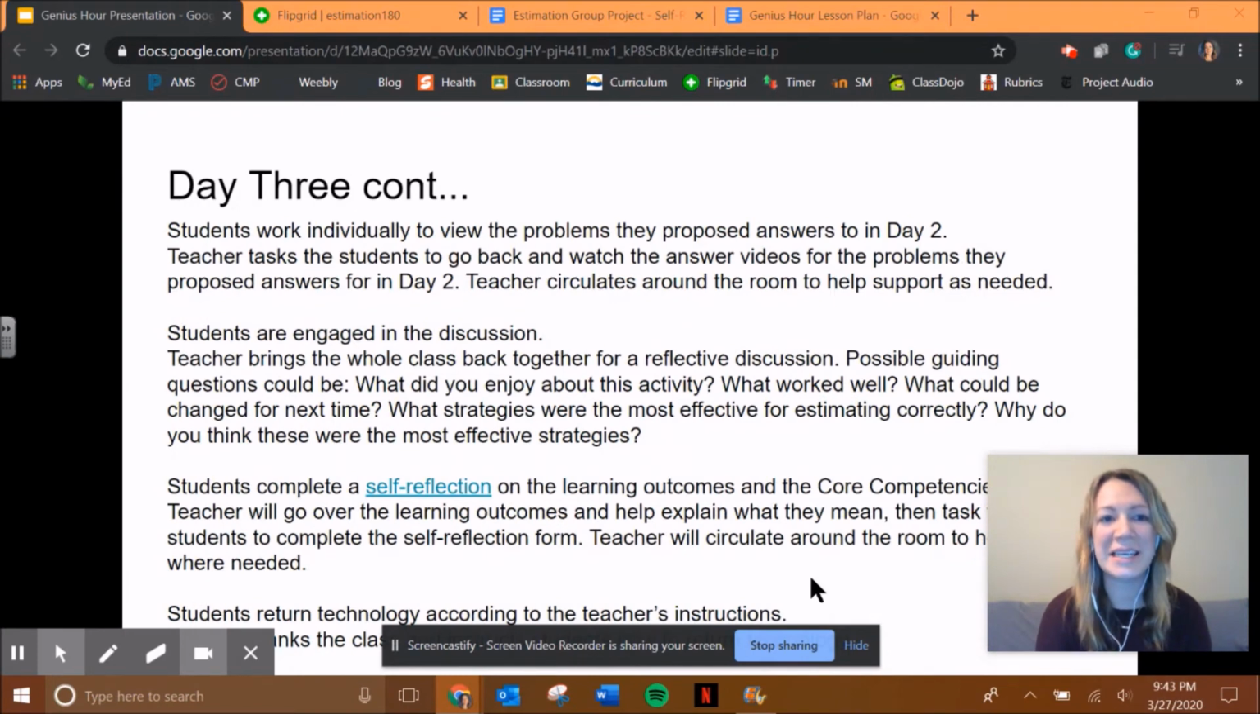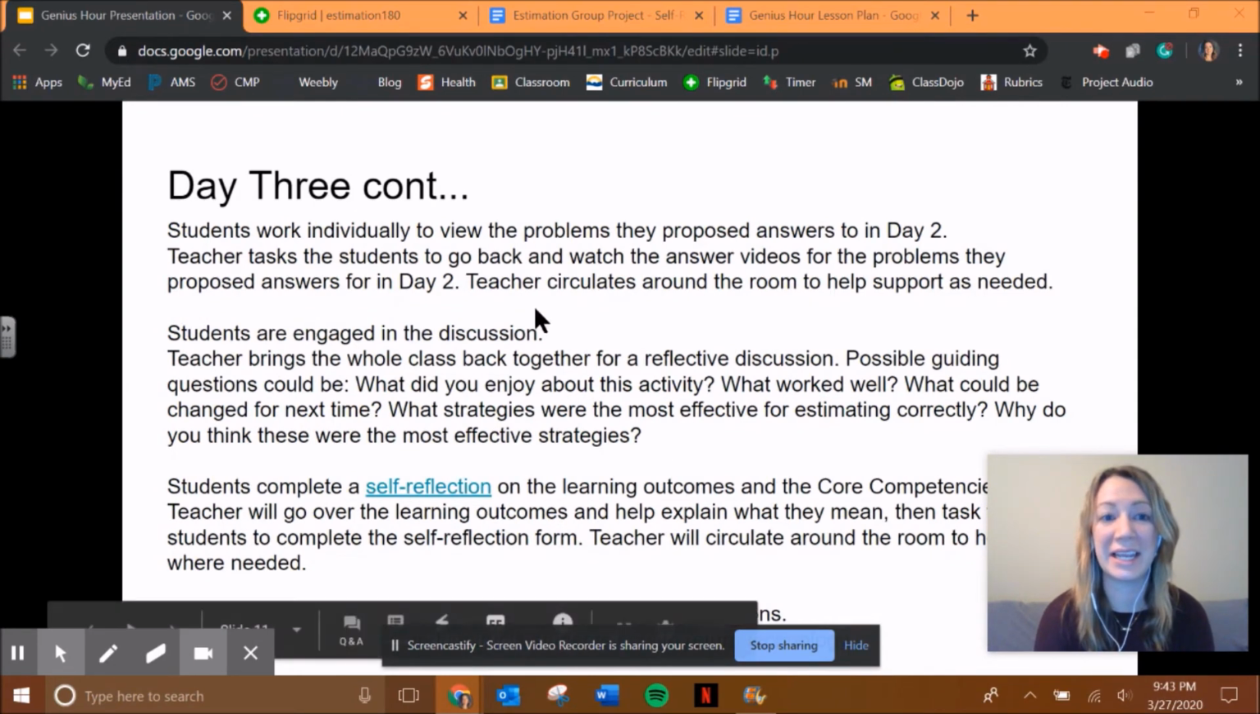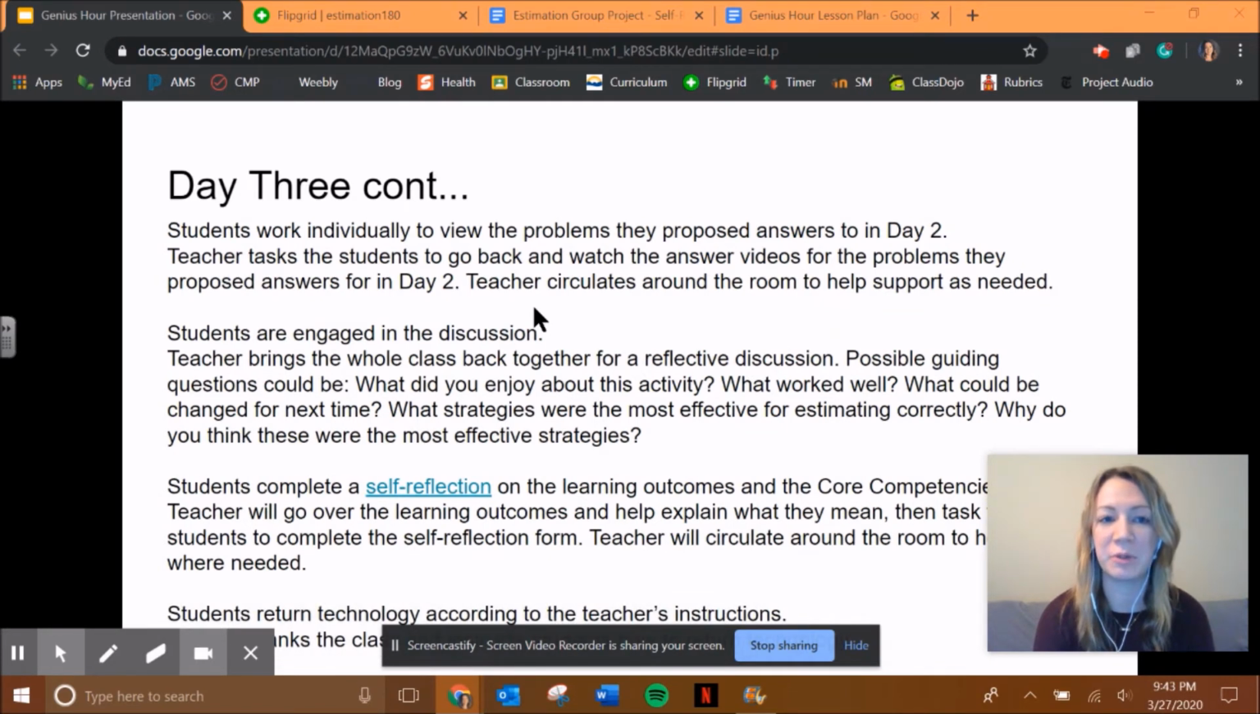Finally, the students are going to get back into the groups that they worked in on day 2, which might have been individually or in small groups. And they're going to go back and watch the answer videos for the problems they proposed answers to on day 2. So first, let's say Johnny made a video trying to guess the amount of rulers that would fit on his desk. We made an estimate video response to that, saying that we thought 36 would fit. And now we're going to go back and watch Johnny's response video showing how he solved the problem and what the actual answer was.